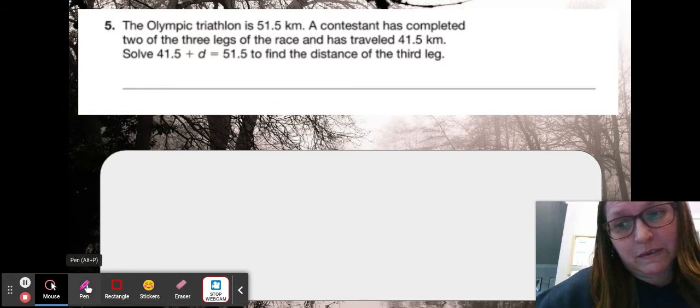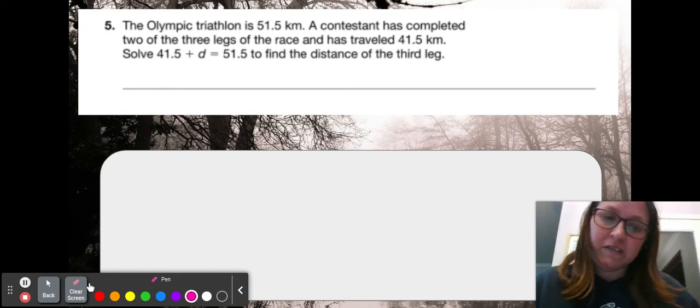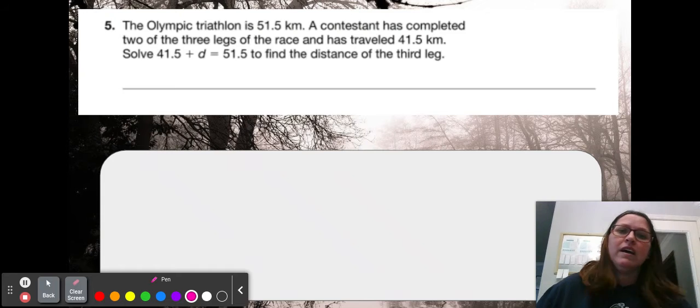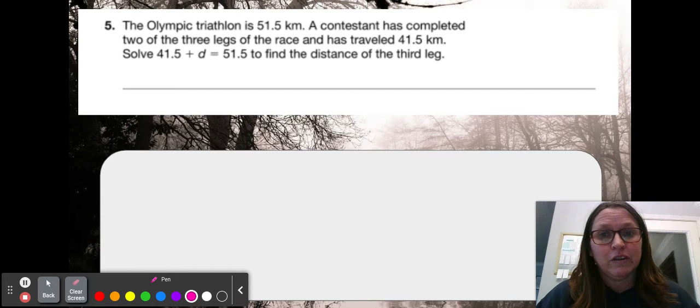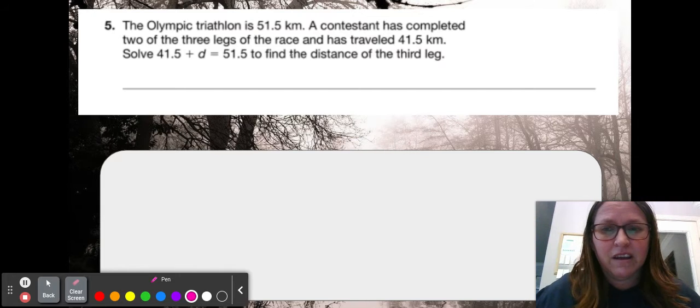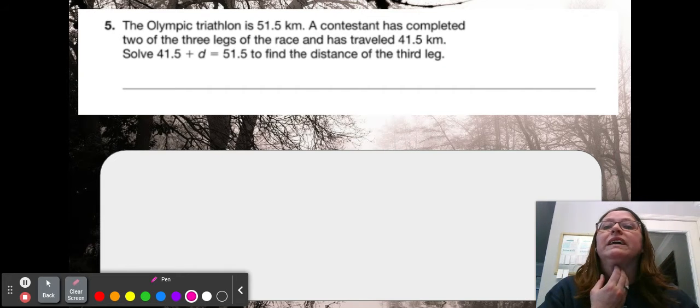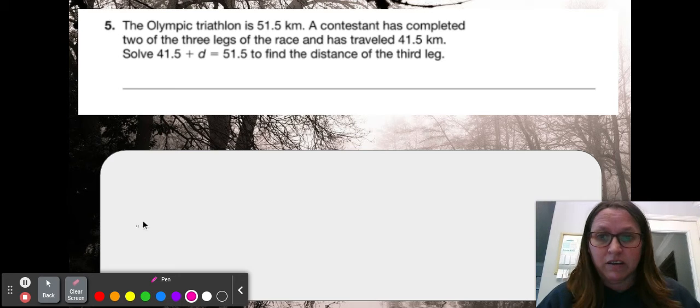So let's get back to our last problem in our lesson. And this is a word problem. It says the Olympic triathlon is 51.5 kilometers. A contestant has completed 2 of the 3 legs of the race and has traveled 41.5 kilometers. So 41.5 plus D equals 51.5.